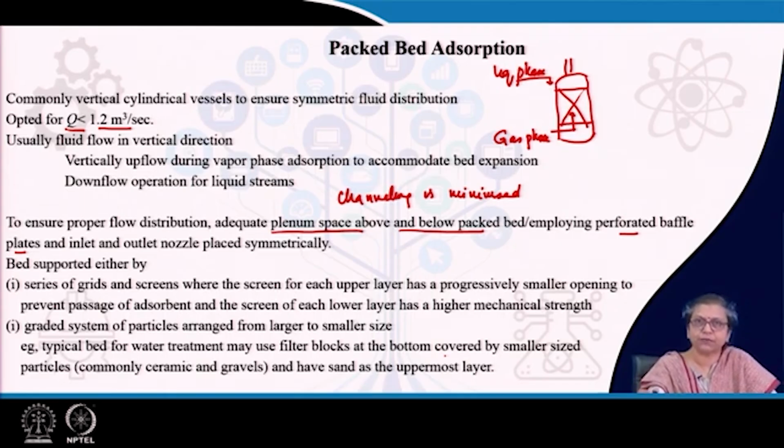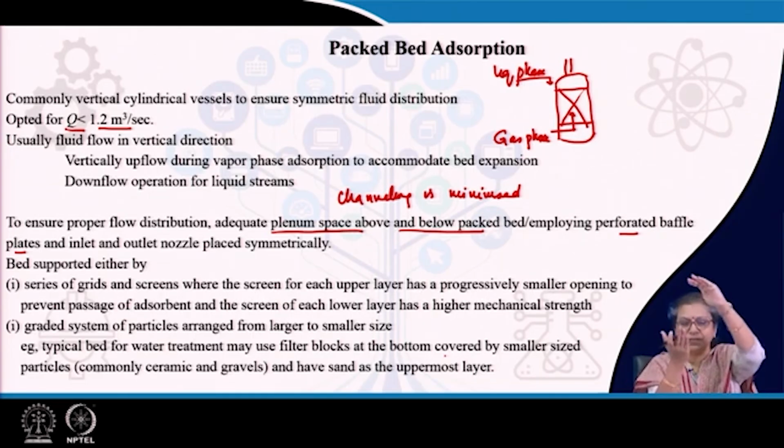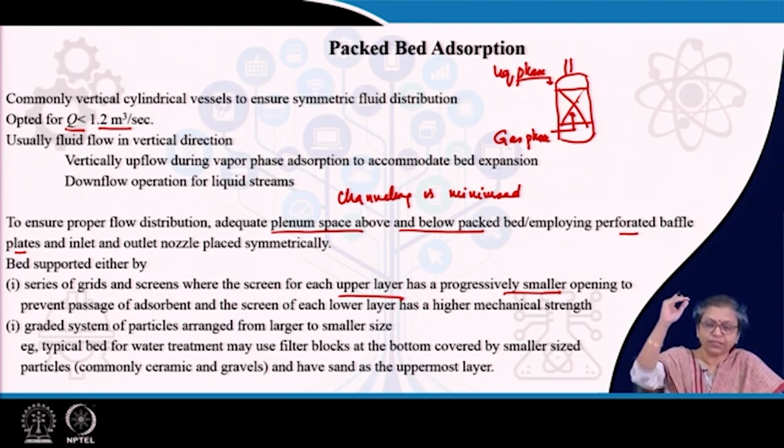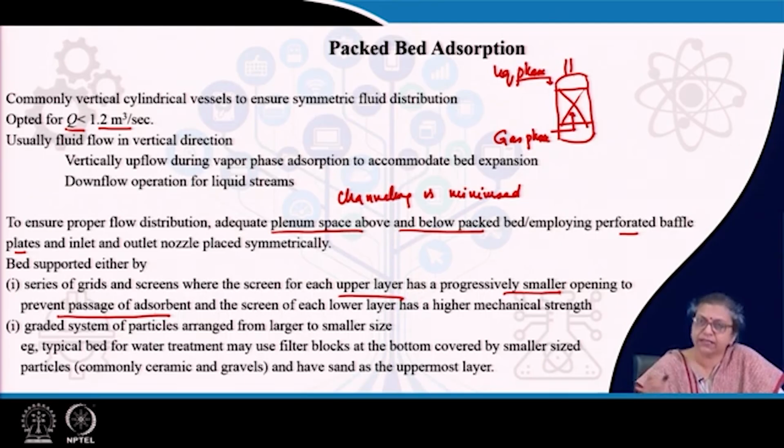So, the bed is usually supported by several grids, and over the grid the screens are placed. We can have a layered arrangement where for each upper layer, quite naturally, the opening will be progressively smaller. When the screens have progressively lower and lower openings as we go to upper layers, what does it do? It prevents the passage of the adsorbent, right. So, as we go to higher screens, they are fitted with smaller openings, and as we go down, the screen of each lower layer has a higher mechanical strength, quite naturally, because it has to support a greater weight of the adsorbent.